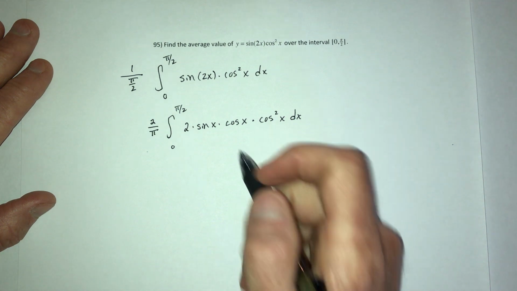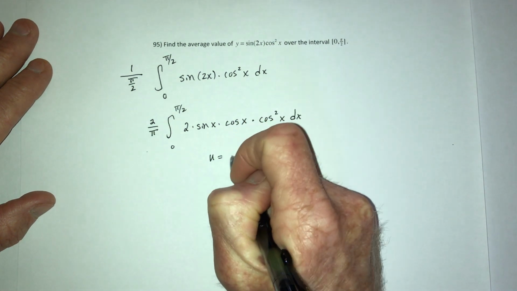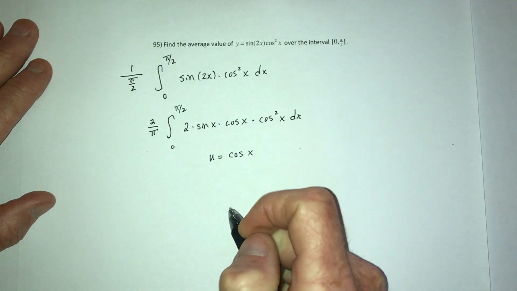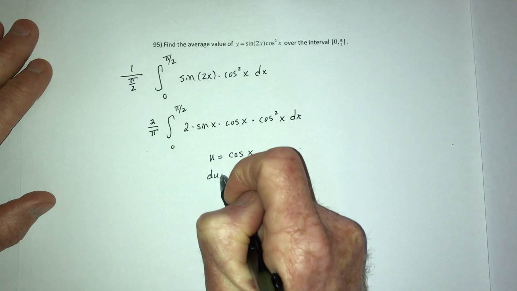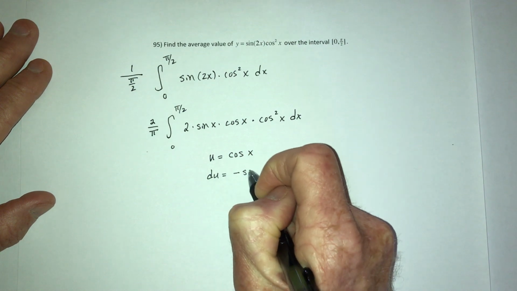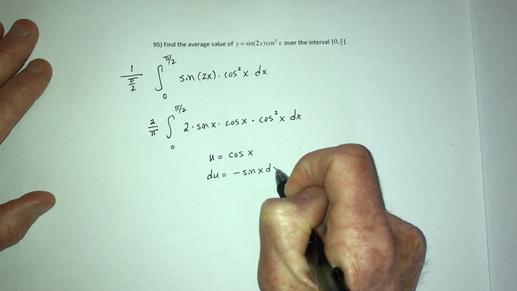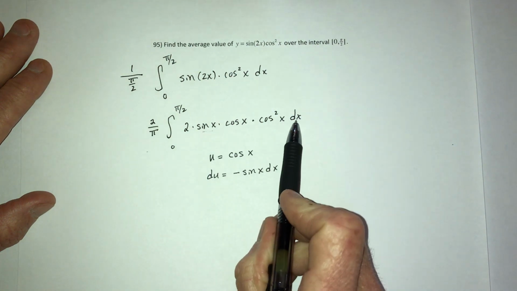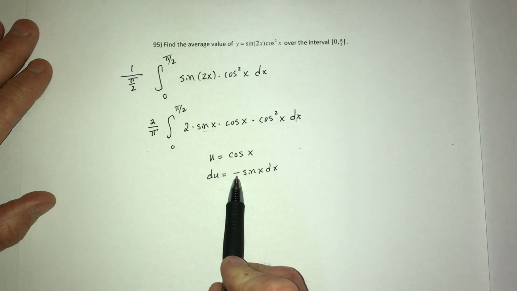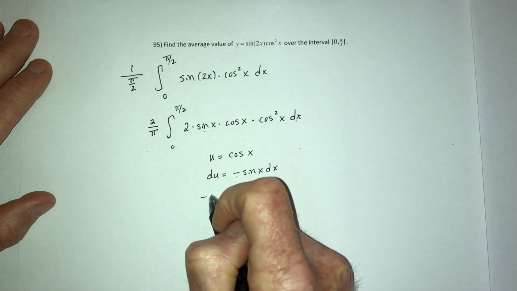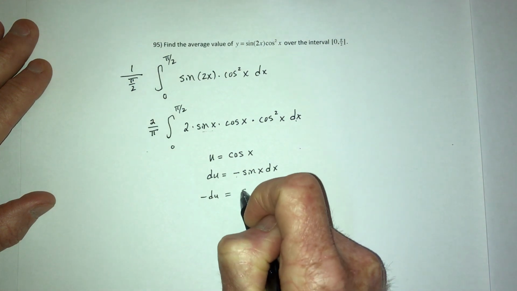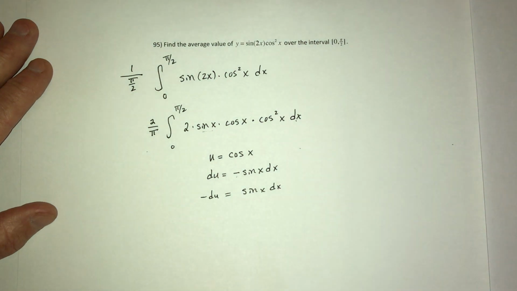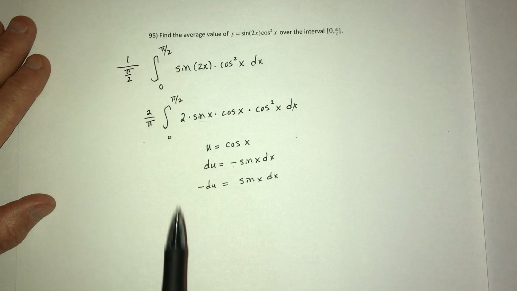And then I'm going to use u substitution. Let u equal what's inside the cube, that's cosine. The derivative of cosine is negative sine x dx. And this does have sine x dx, which is good news. Doesn't have the negative, so just multiply both sides by negative 1. And then it's ready for the u substitution.